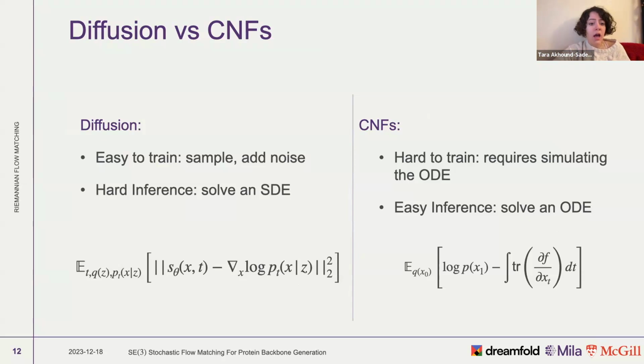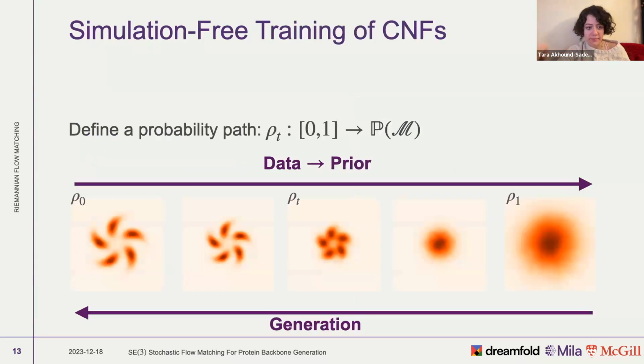And because everything is based on the Gaussian kernel, this is just like Gaussian convolution. It's very tractable. But CNFs are much harder to train because, as you can see in this equation here, we need to simulate the ODE forward. So that's where the integral comes in. And this is problematic because when you want to backpropagate, you have to backpropagate through the solver, and that's very expensive. On the other hand, CNFs have easy inference because they're based on an ODE, and diffusion models have a much harder inference because you have to solve an SDE. So we have this idea of simulation-based training for CNFs versus the simulation-free training of the diffusion models.